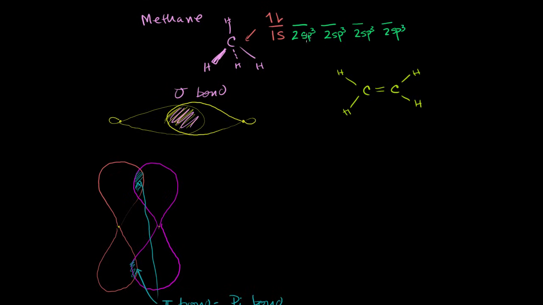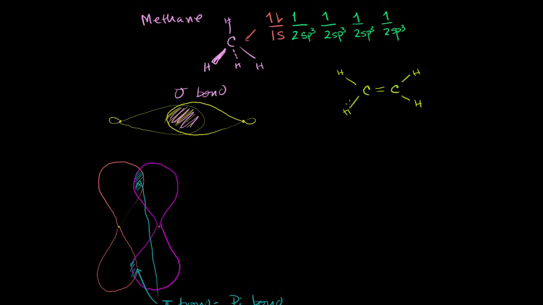sp3. Normally, when carbon's sitting by itself, you would expect a 2s here, and then a 2p in the x direction, a 2p in the y direction, and a 2p in the z direction. But we saw in the last video, they all get mixed up, and they all have 25% s character and 75% p character when carbon bonds in methane. And then the electrons kind of separate out in that situation.